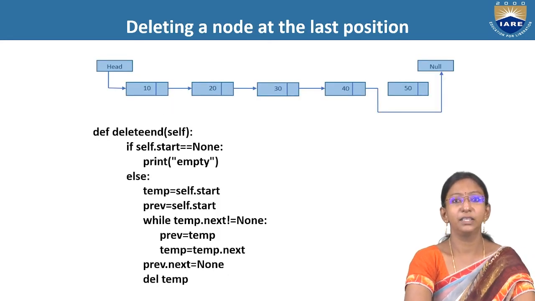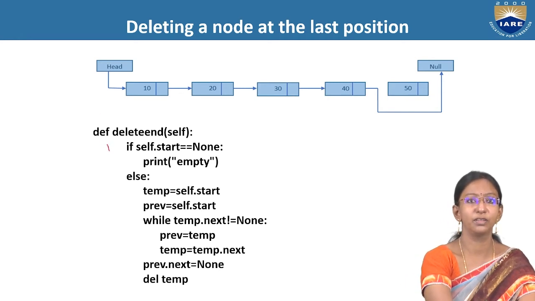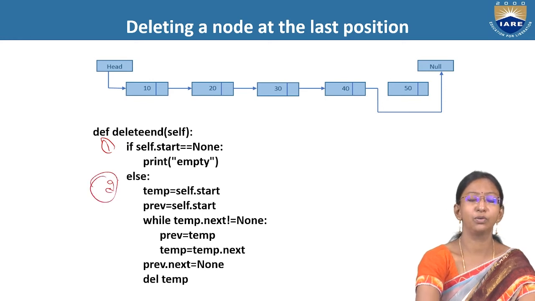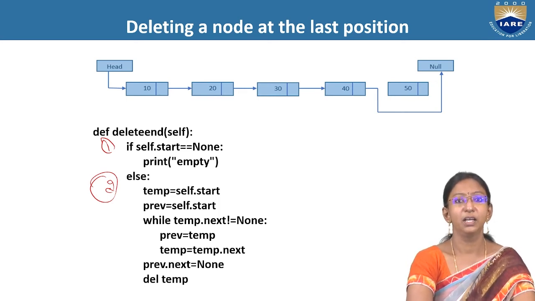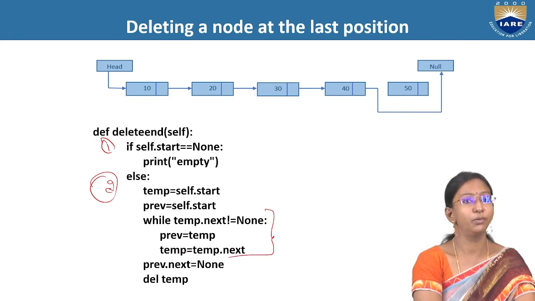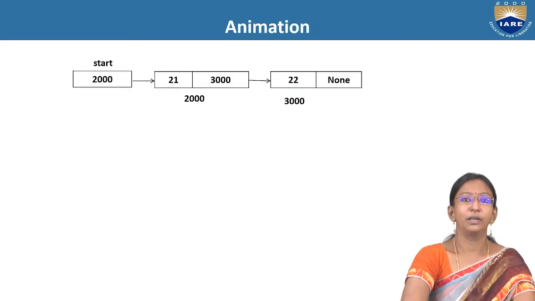So how to delete a node at the last? Even here, I'd like to take the precautionary step to check whether it is empty or not. If it is not empty, I'll go to the second case. To delete the last node, I have to hop till the last node, right? So I'm going to use the while loop. I'm using a while loop because I don't know how many nodes there are right now. Okay, so here two nodes are there.